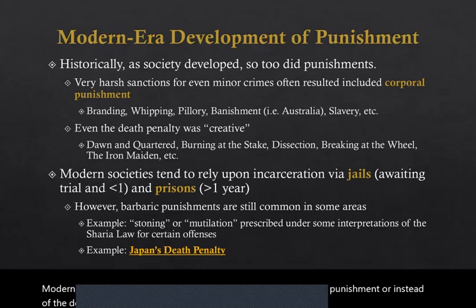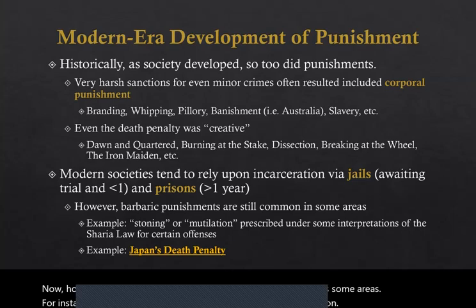Jail is for anyone awaiting trial or anyone serving less than a year's sentence. And we rely on prisons. Prisons are for anybody who is serving over a one year sentence. Now, however, barbaric punishments are still common in some areas, some eras. For instance, the example I'll give you is stoning to death or mutilation.